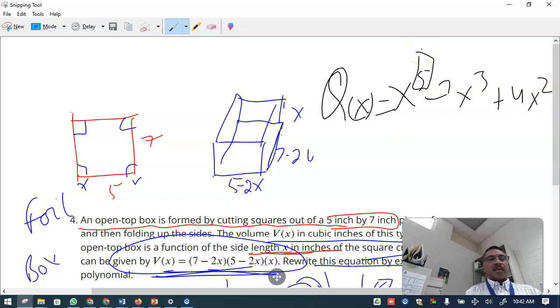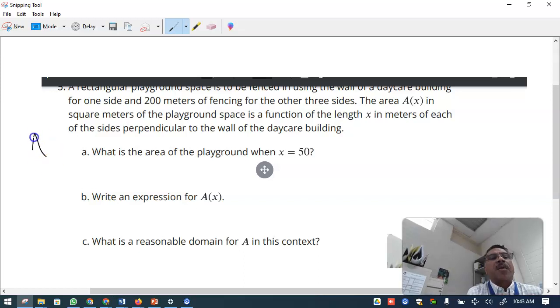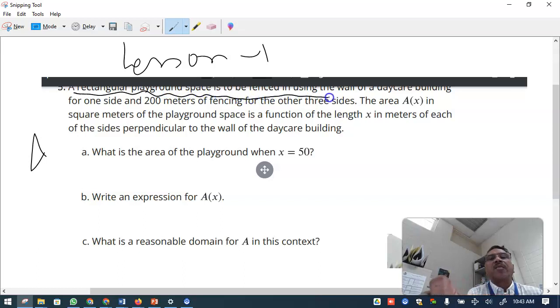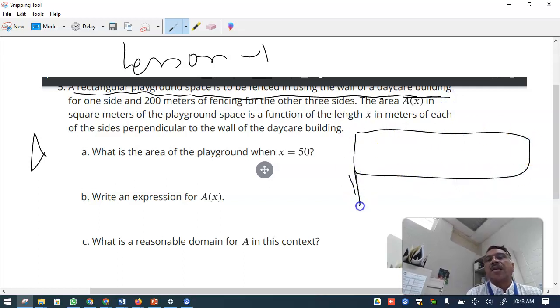Okay, let's go to the last one. A similar problem was solved in my lesson number 1. Practice problem, same thing. A rectangular playground space is to be fenced using the wall of the daycare. So there's a daycare building, and you want to put a fence right here. All they are saying is the total fence is 200. So you put x here and x here, so that becomes 2x. So this will be 200 minus 2x.